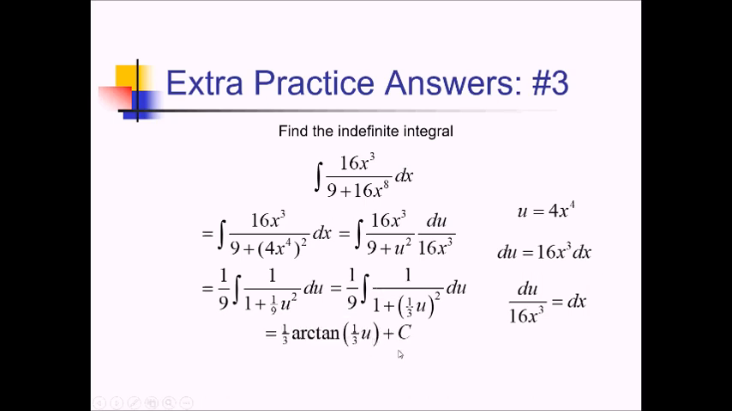And finally, we can substitute this 4x to the 4th back in here. So when we do that, we're going to end up with 1/3 arctan of, now be careful because we have a 1/3 in here, 4x to the 4th over 3 plus c.